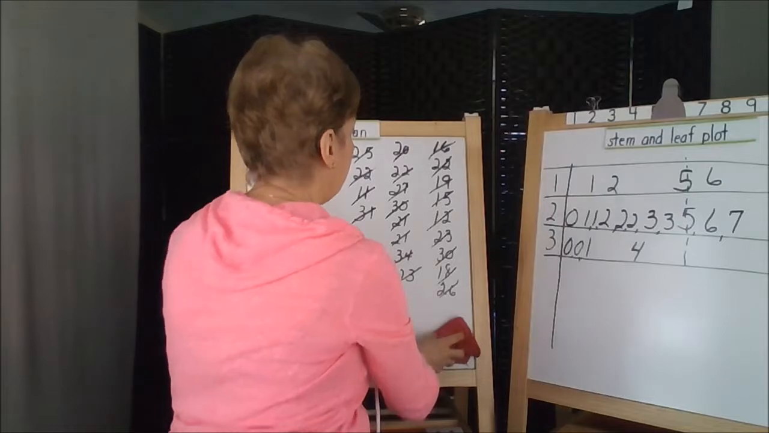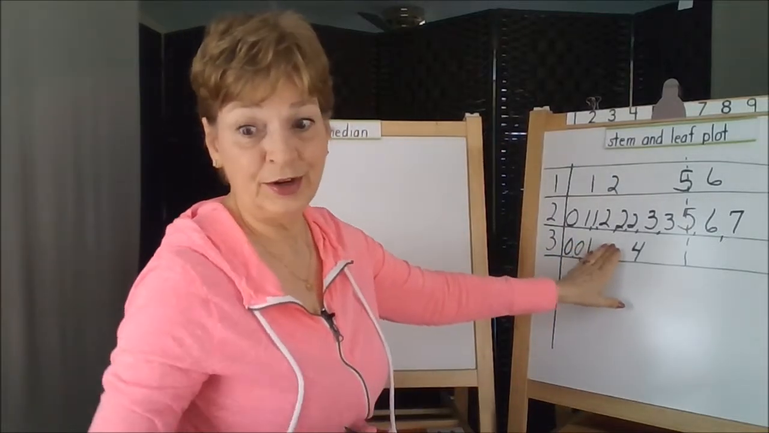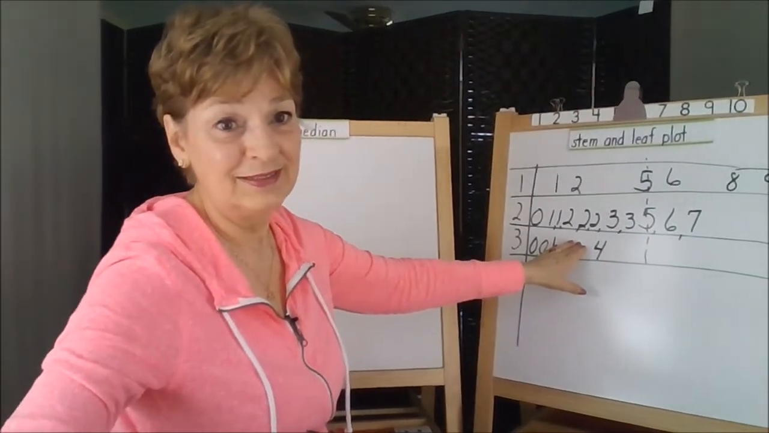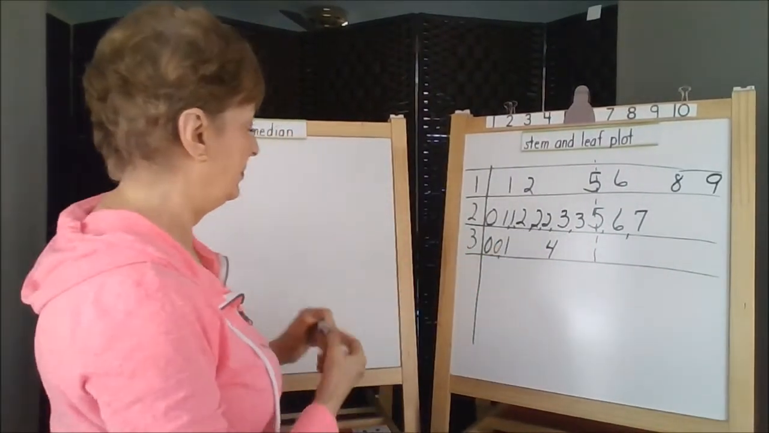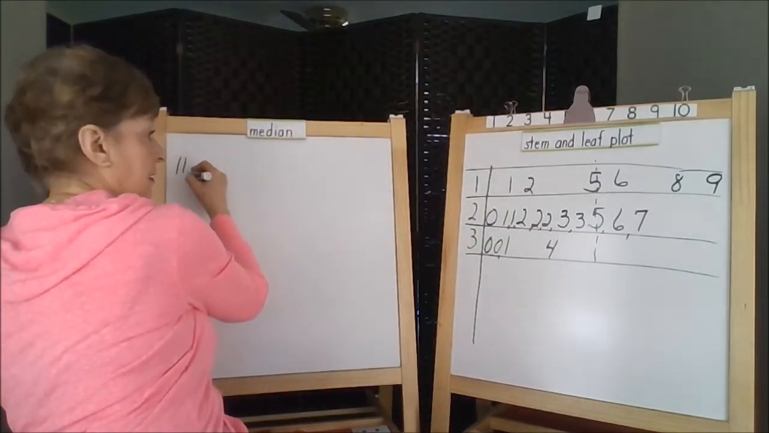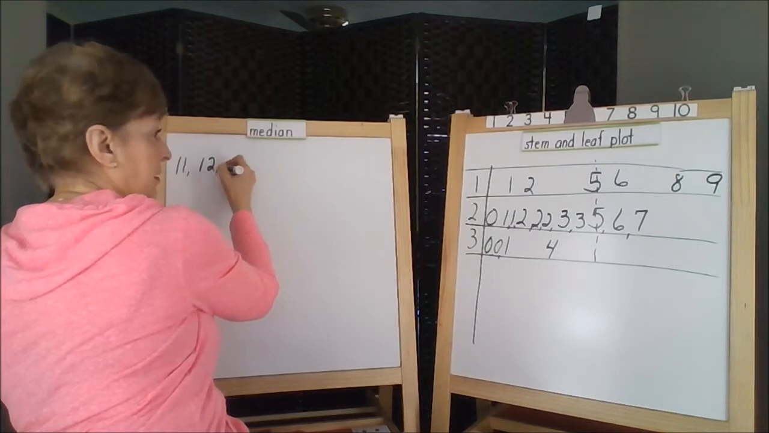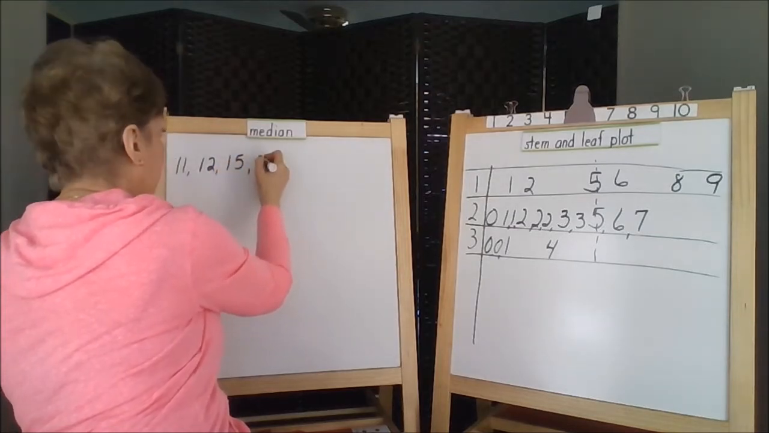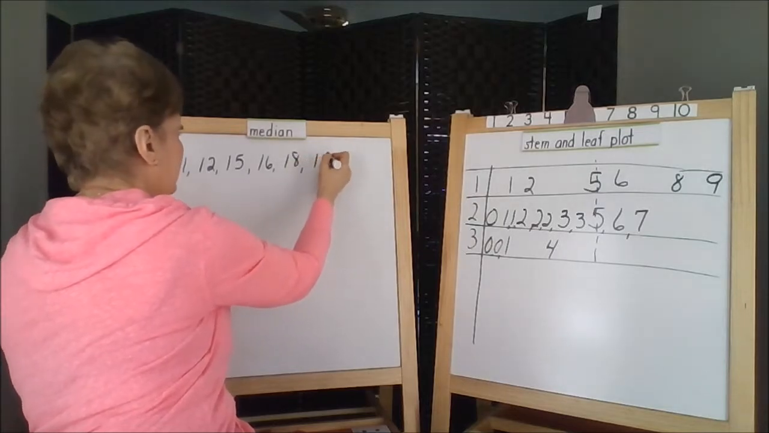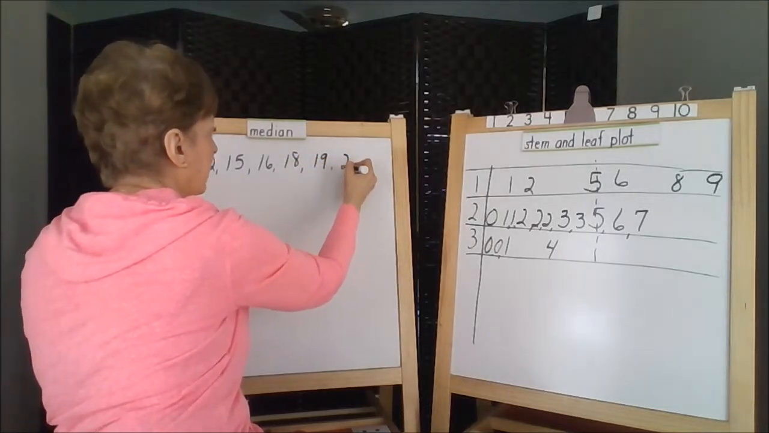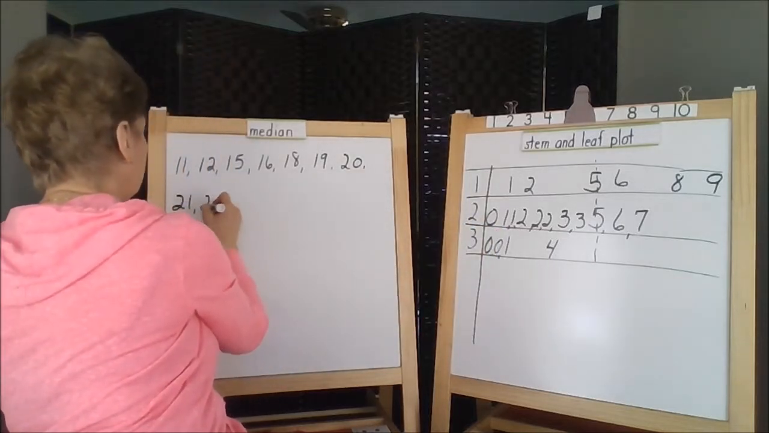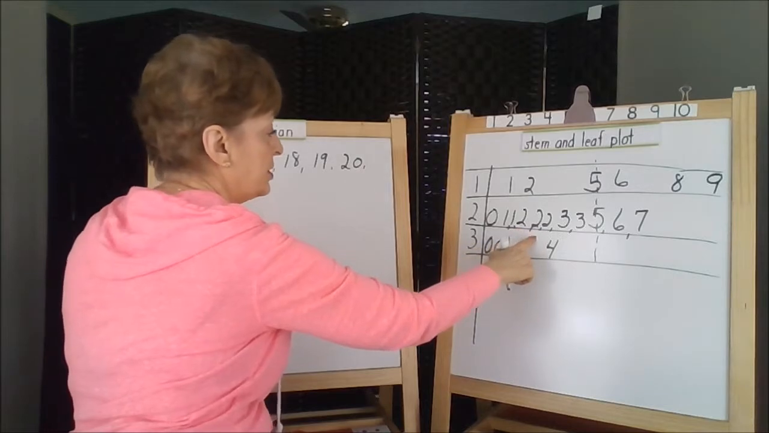So let's take this off and make this look prettier so we can actually use the data. So we're going to have an 11, 12, 15, 16, 18, 19, 20, 21, 21, 22, 22, 22.